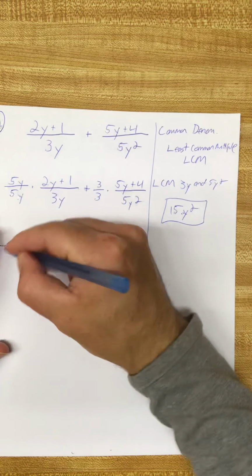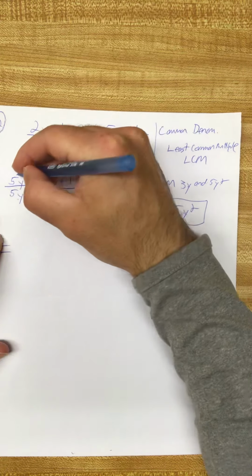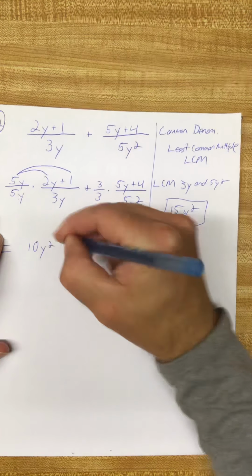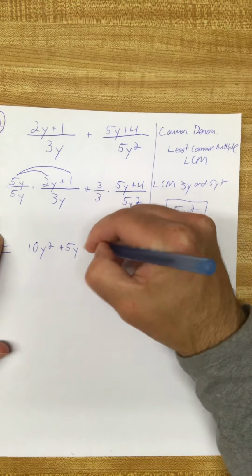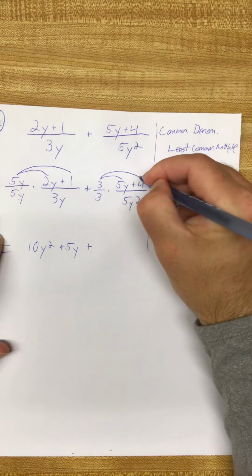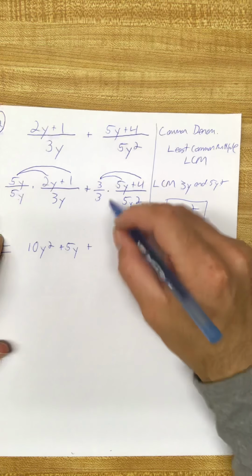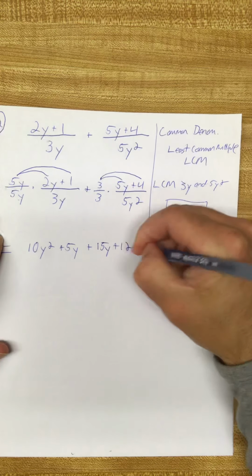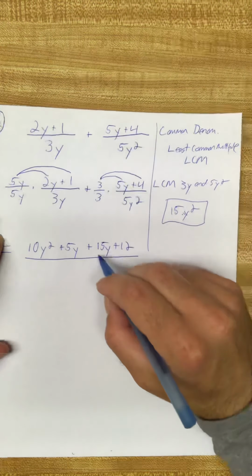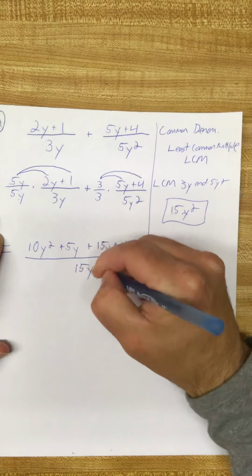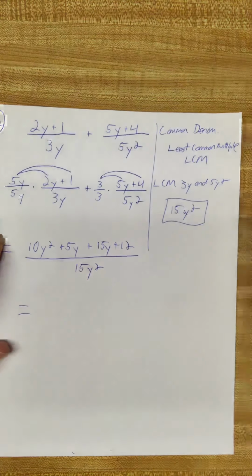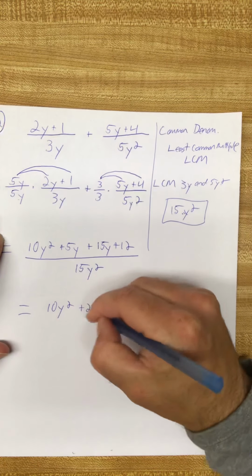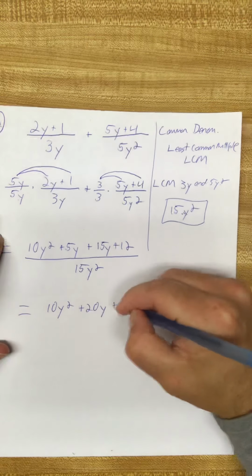Okay, so my first fraction, I got to do 5y times 2y, 5y times 1. So it's going to be 10y squared plus 5y plus, I got to do 3 times 5y and 3 times 4, so 3 times 5y is 15y plus 12. My denominator is just going to be that 15y squared. Simplify that numerator. You do have some like terms there. 5y and 15y is 20y plus 12.